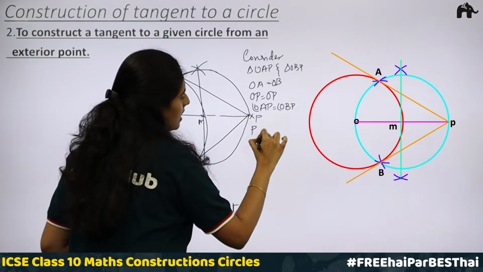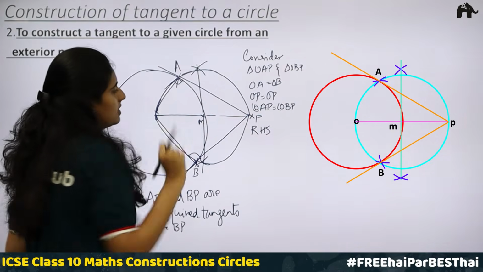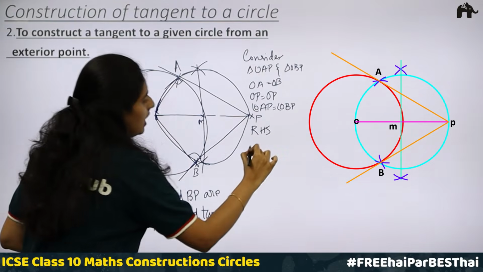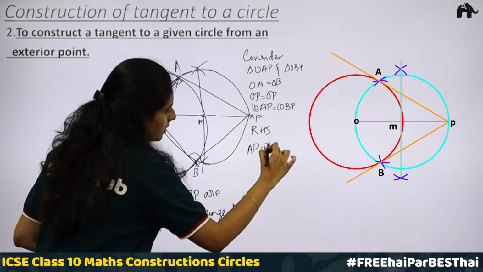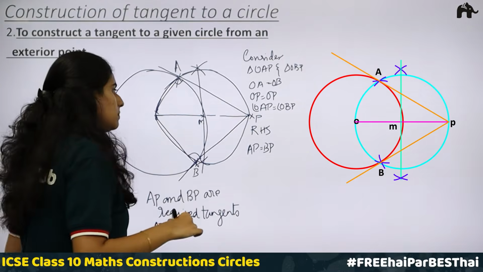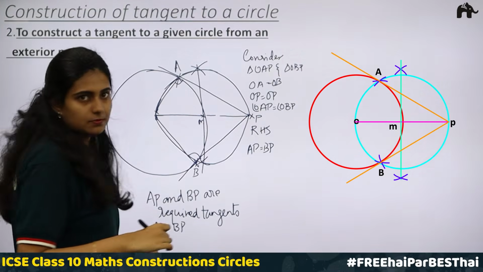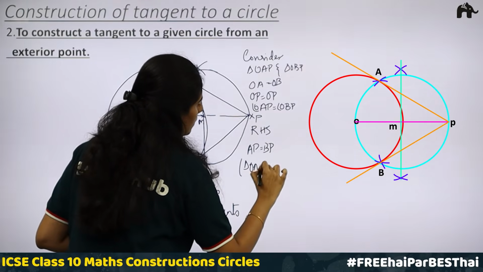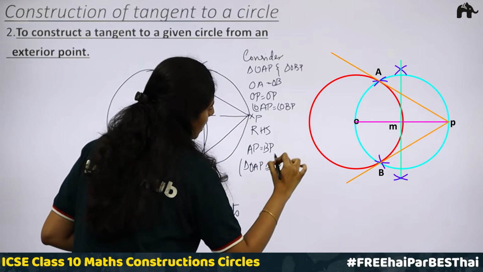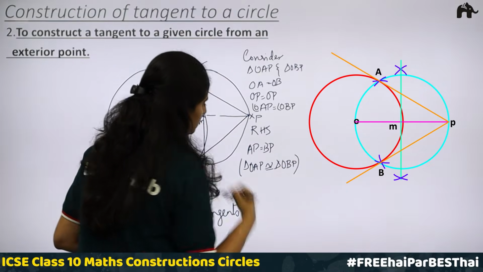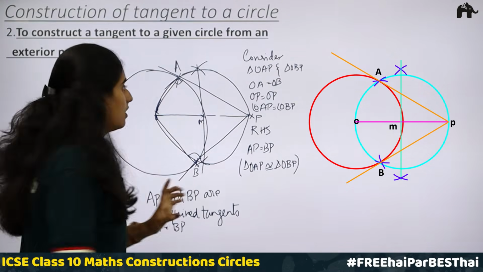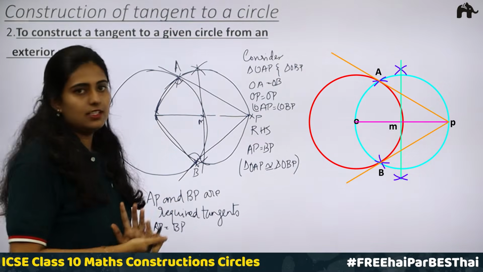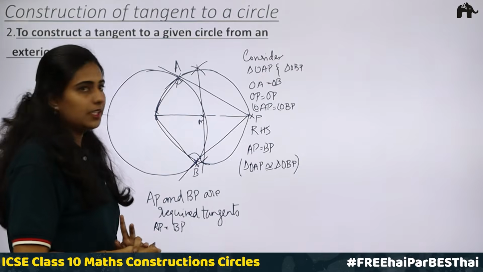So, using the RHS criteria, these 2 triangles are congruent triangles. Then, using CPCT, we can say that AP will be equal to BP, corresponding parts of congruent triangles, since triangle OAP is congruent to triangle OBP. So, this is the proof. How? The length of tangents AP and BP we are getting equal. Clear?